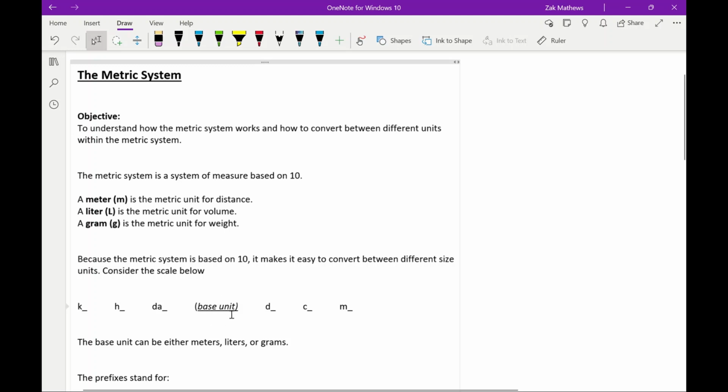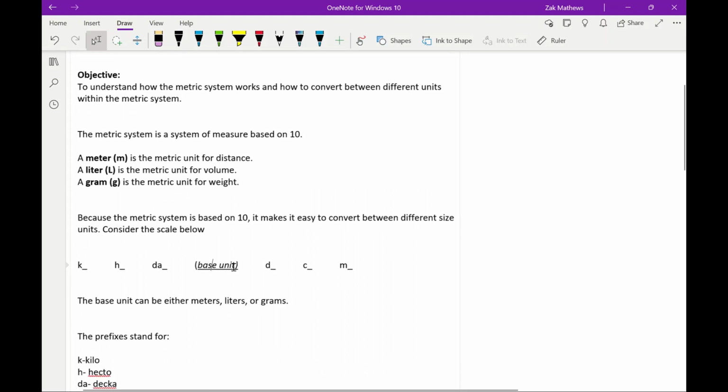We have whatever our base unit would be. So maybe it's a meter, maybe it's a liter, maybe it's a gram. And to shift around, if we want to go from km, which stands for kilometer, to a decimeter, let's say, we'd shift 1, 2, 3, 4, and we shift 4 units to the right. If we want to go from a centimeter, which is quite small, to a meter, we'd have to go 2 units to the left. And so it's just a matter of shifting this decimal point around.